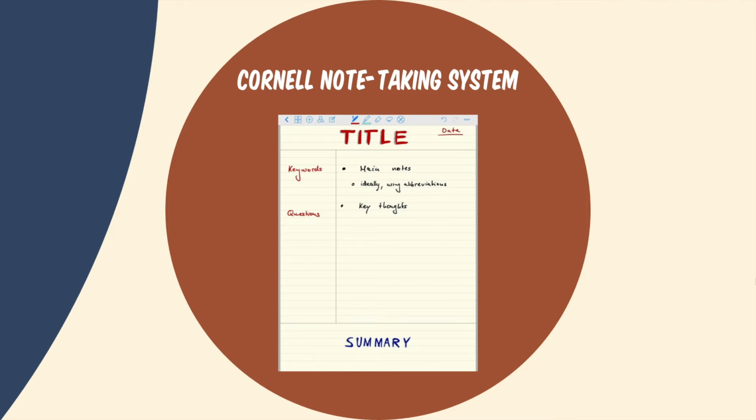An example of a good note-taking system is the Cornell note-taking system. As you can see from the picture here, you've got your title at the top, which you'll be doing before the lesson, because you know what the lesson is going to be about. The main section of the page is the bit in black. So here you'll be taking notes as you listen to the lecturer.